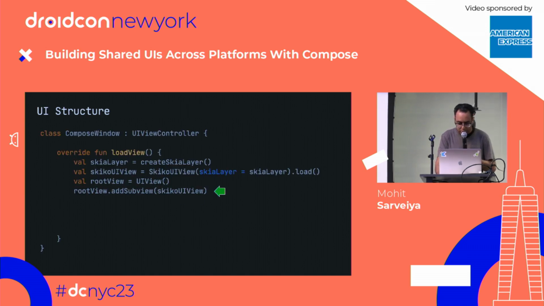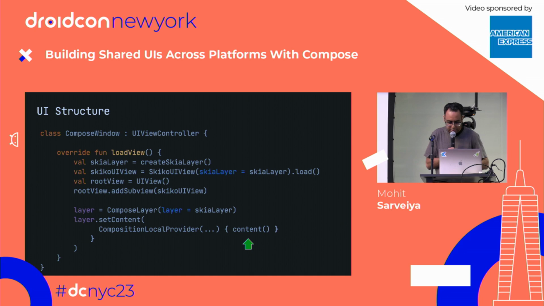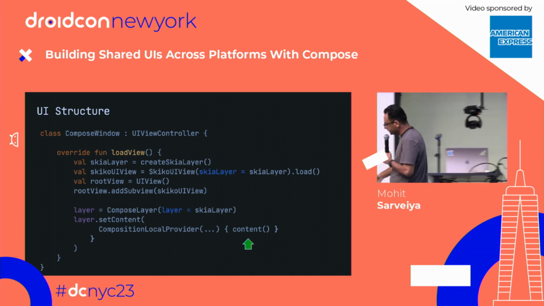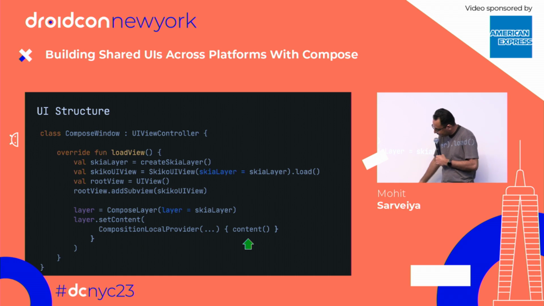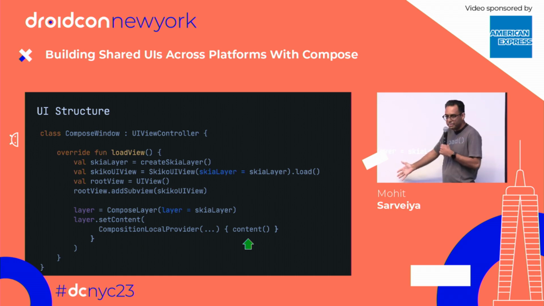And the way Seco works is that it creates a layer between what you want to show and the actual UI. And you can see it creates a UI view and adds it as a subview. And then you can see there, it sets up composition local providers, and it takes in what you want to show, like this. This is where the magic happens.